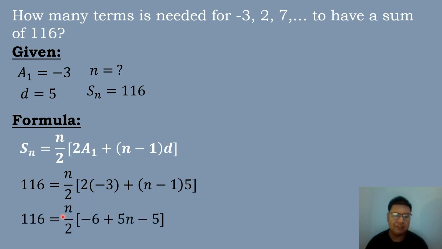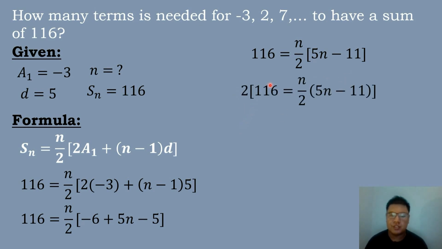And then we will simplify. Bring down 116 equals n over 2 times 2 times -3, which is -6, plus 5 times n is 5n, 5 times -1 is -5. And then after that, bring down 116 equals n over 2 times 5n. Then combine like terms. So I have -6 plus -5, that is -11.